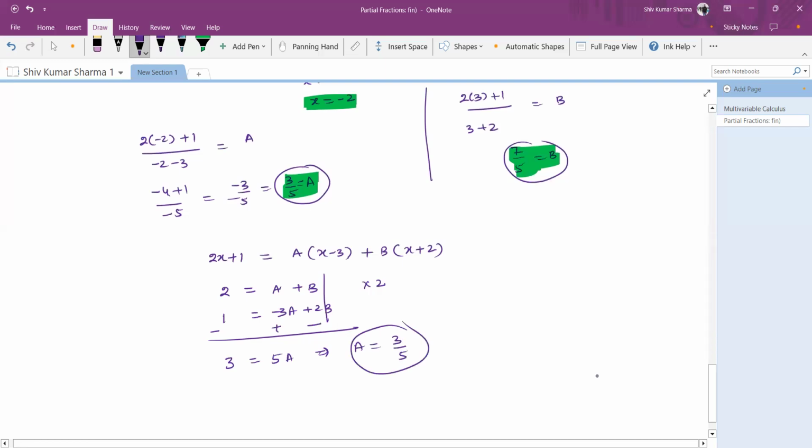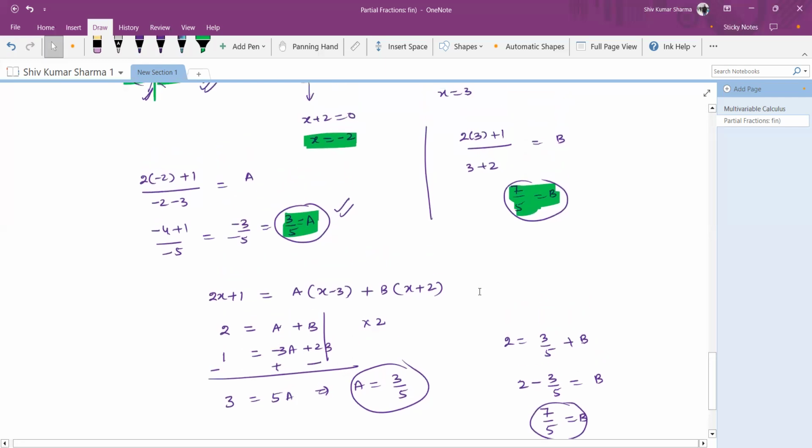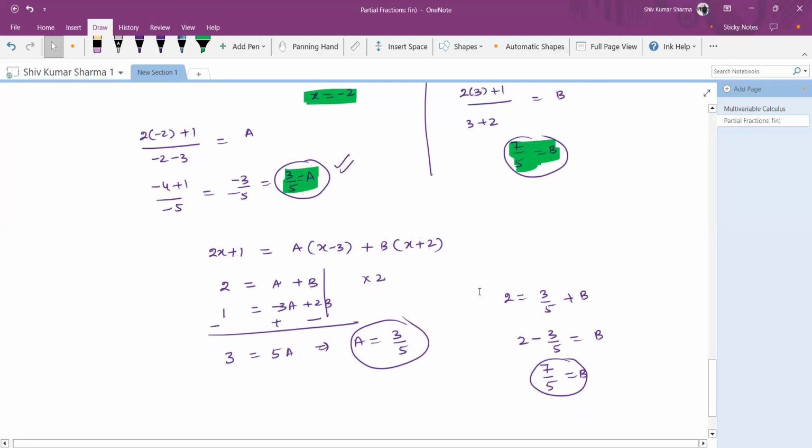We already calculated this. Now put the value of a in equation number 1. So we get 2 equals 3 by 5 plus b. So 2 minus 3 by 5 is equal to b. 5 twos are 10, 10 minus 3 is 7, so 7 upon 5 equals b. Hope you understand. You can use the direct method, or you can solve by using the equations.